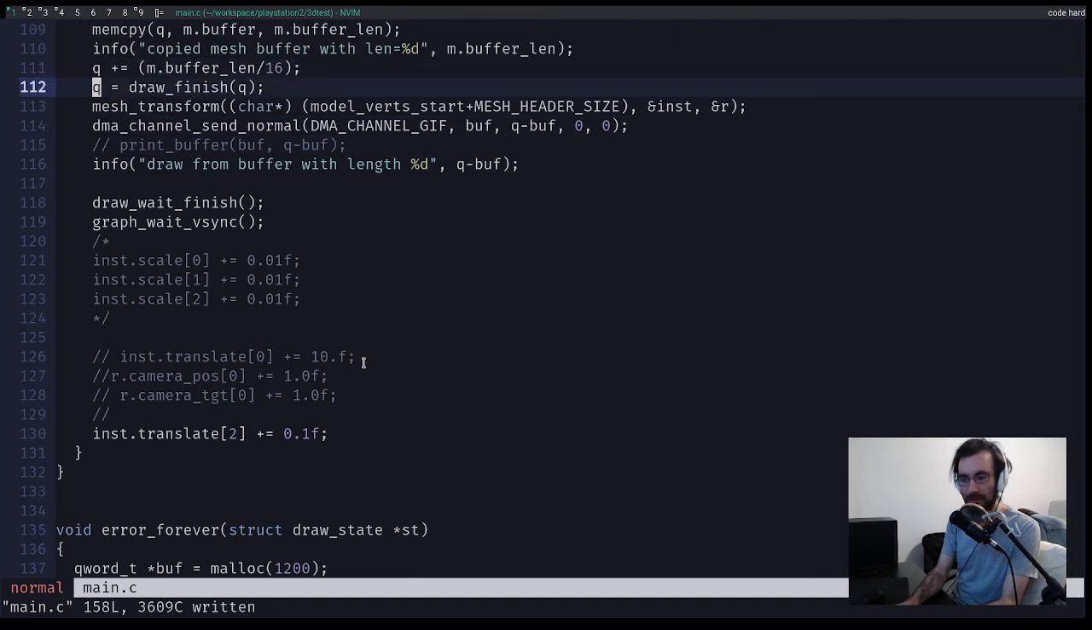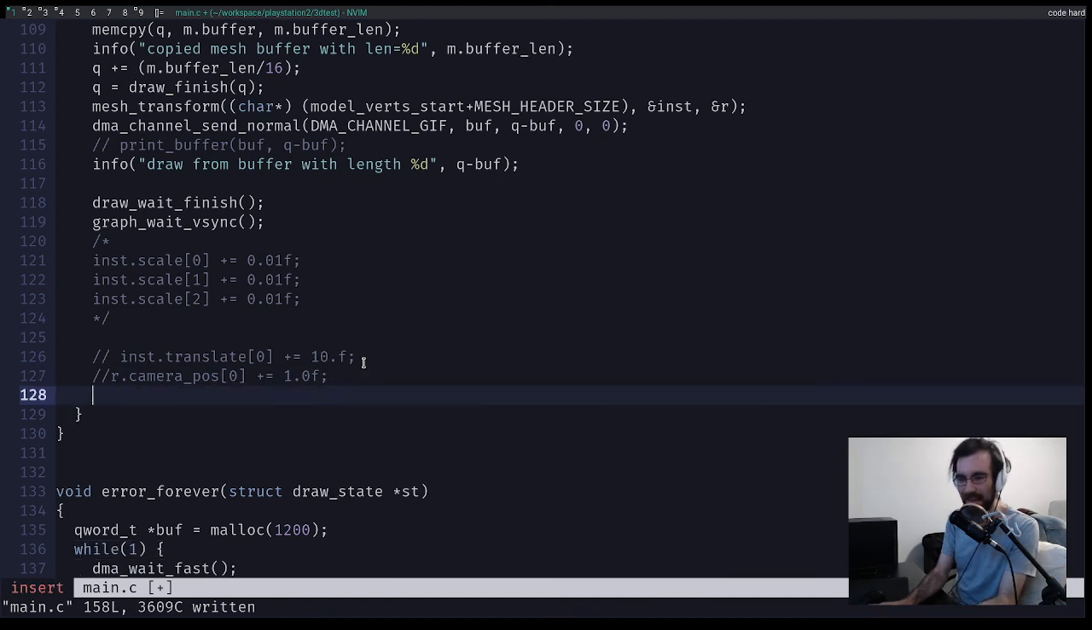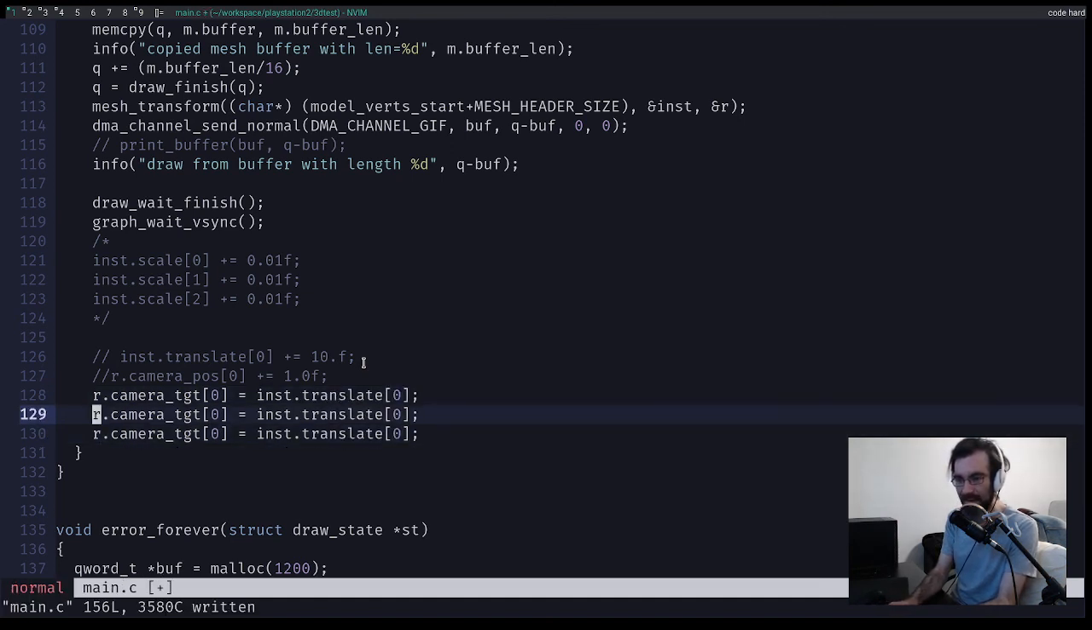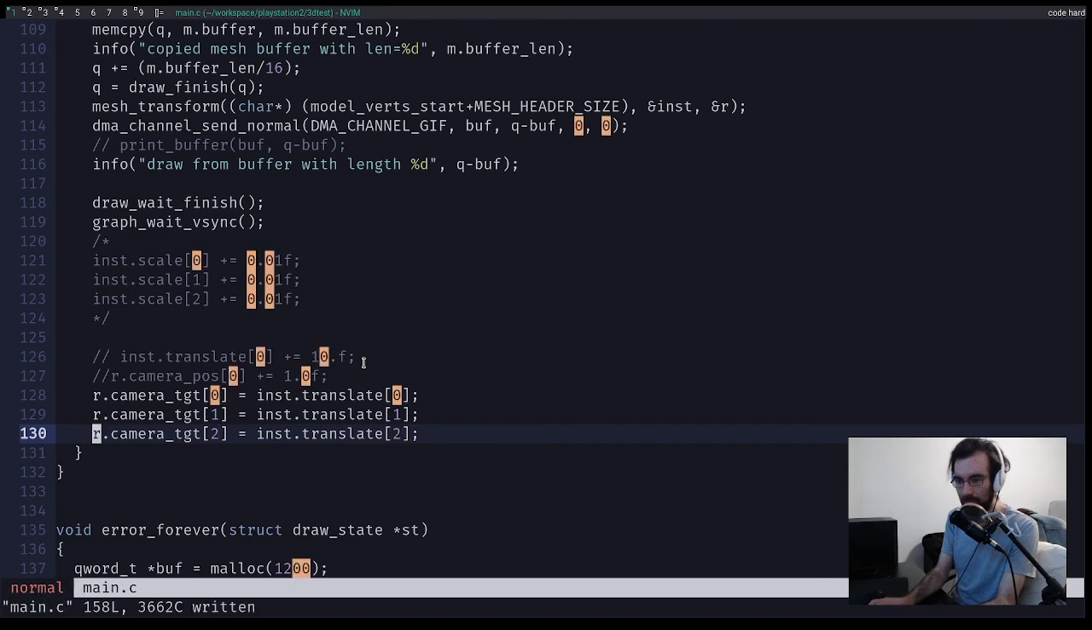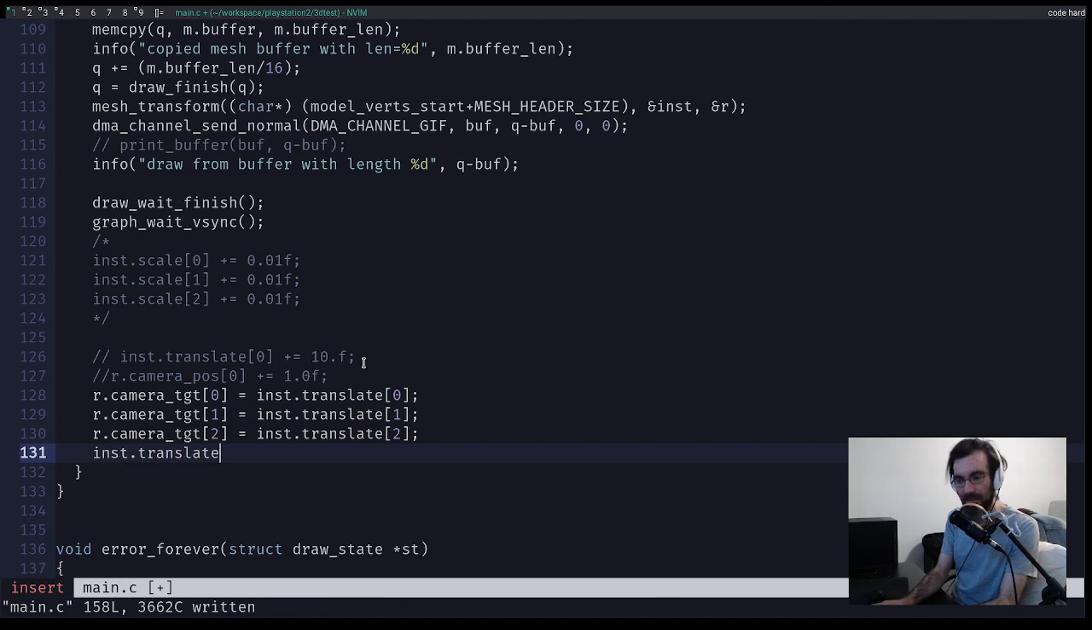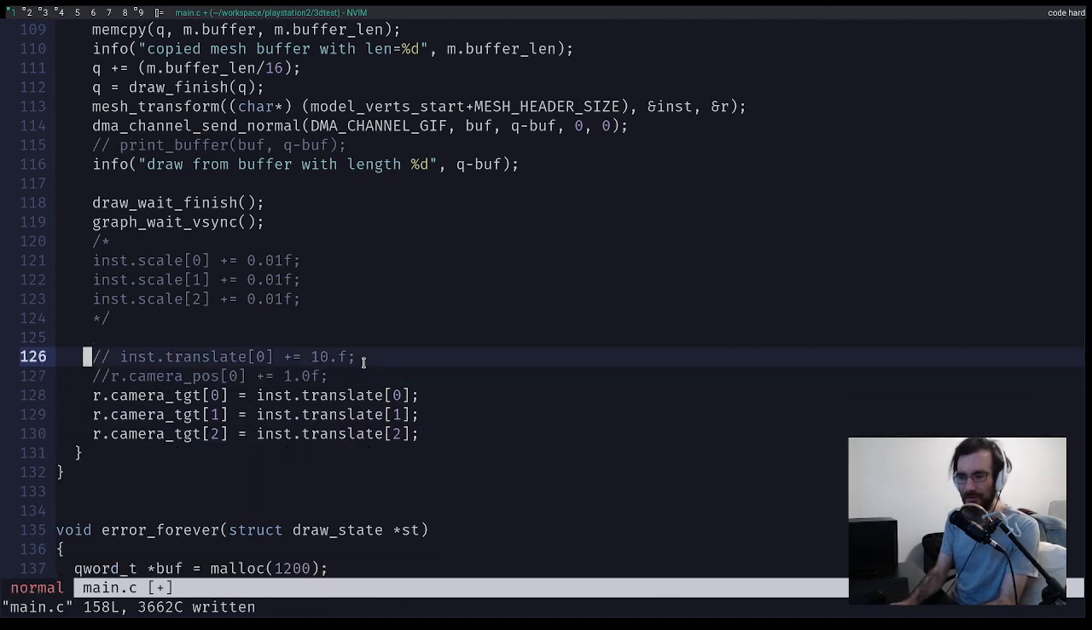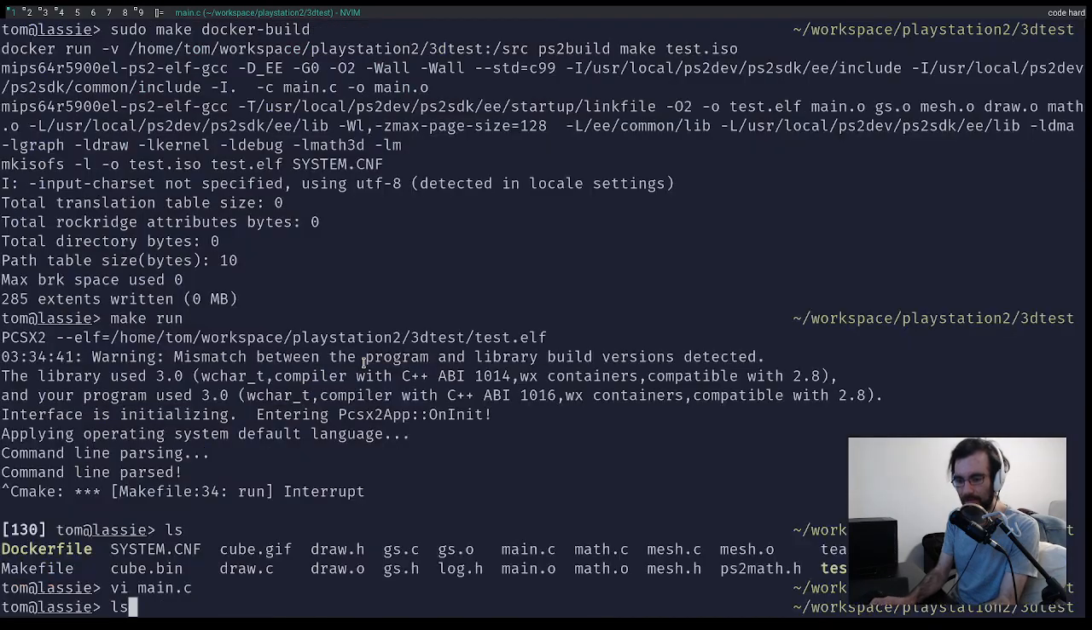Let's move our camera a little as this happens, maybe. Well, here's another thing. Let's set our camera target. Camera target 0 equals inst.translate 0. So let's target our camera at our mesh instance. And then we'll inst.translate. Well, we've got to move it first.